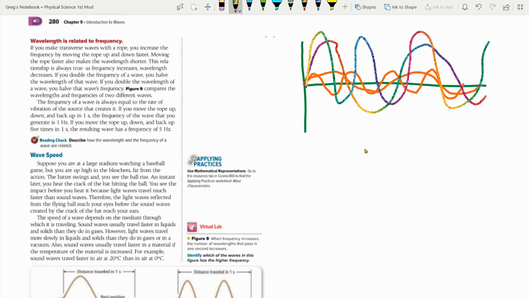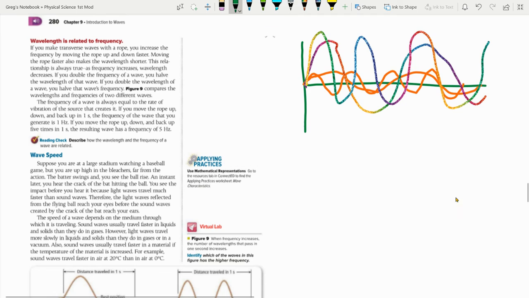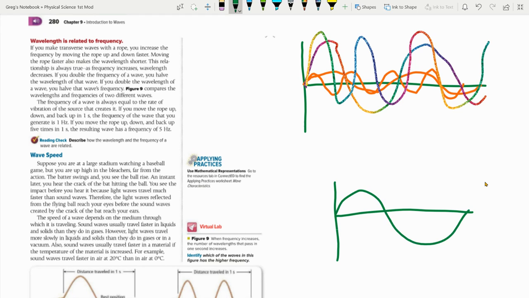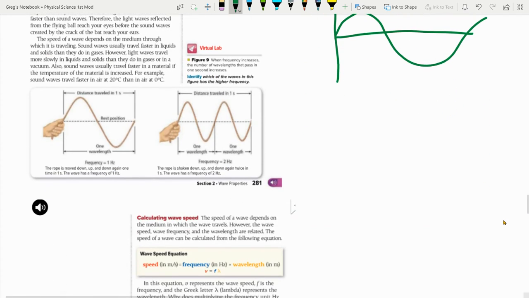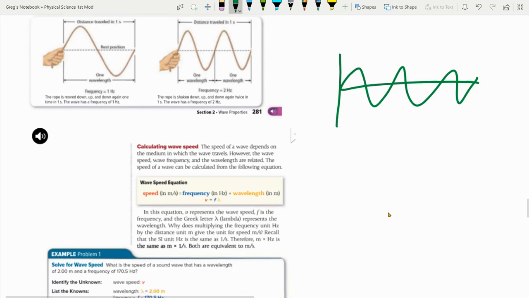Frequency is how many waves pass per second. Frequency is how many waves pass a given point per second. Okay? So here we go. This would be a low frequency, and this right here would be high frequency. The wavelengths are closer together, higher frequency, okay?